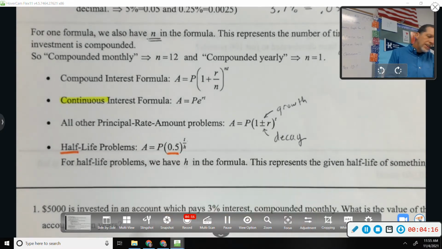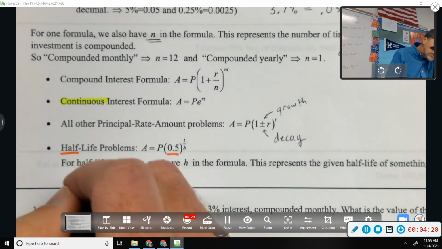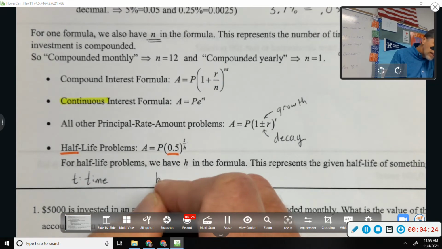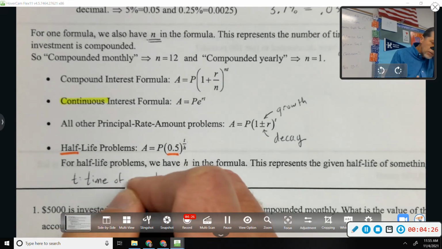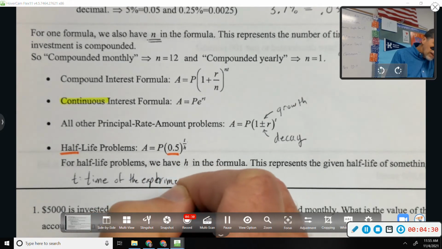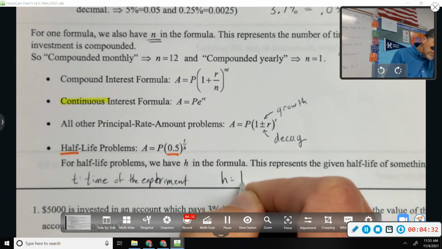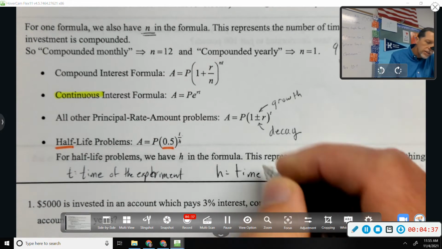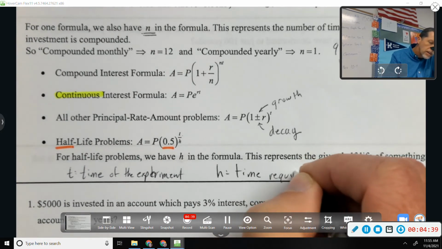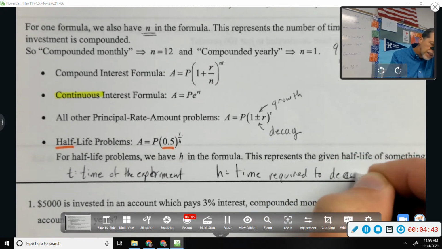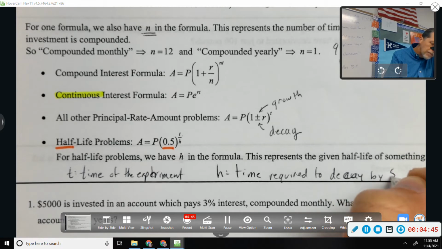People get the T and the H confused for the half-life formula. T is time, like the time of the experiment. H is the time required to decay by half.